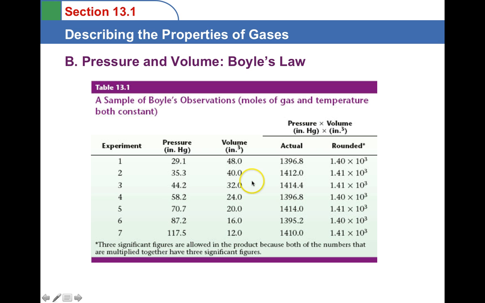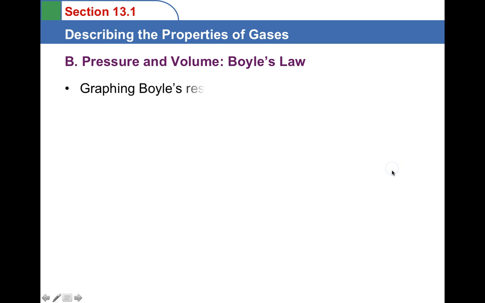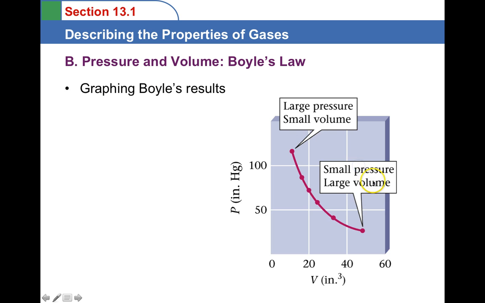All right, here's some data, and one of the things to notice here is that as the volume is being decreased, the pressure is increasing. And when you multiply pressure and volume together, you'll notice that you get a constant value. That constant value is really referred to as the slope, or the relationship between volume and pressure. And that's a constant. So if we look at the graph, here's what the graph looks like.